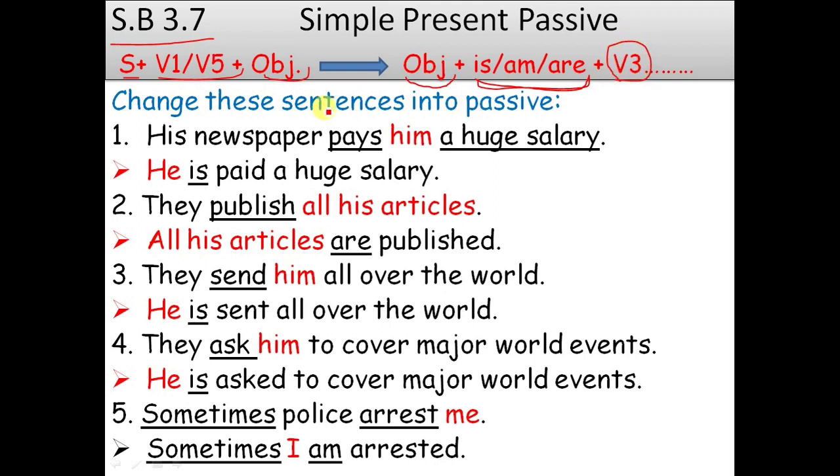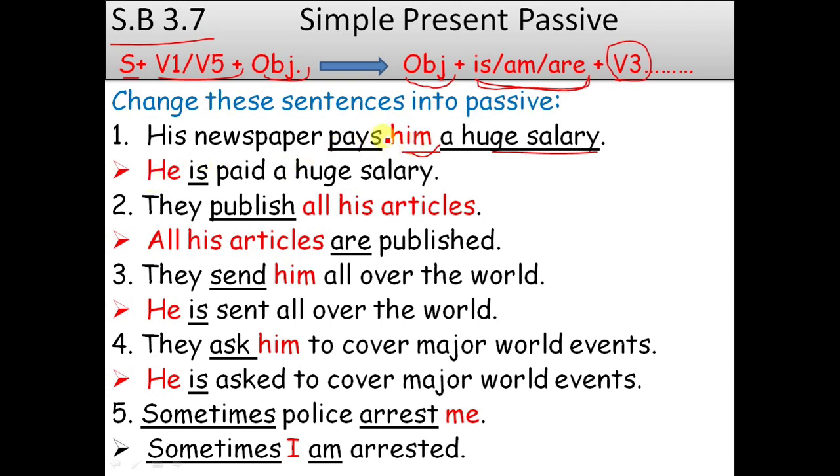Change these sentences into passive. So first question, his newspaper pays him a huge salary. Here you can see two objects, him or his salary. You can use either. First let's use him. So begin with the object.